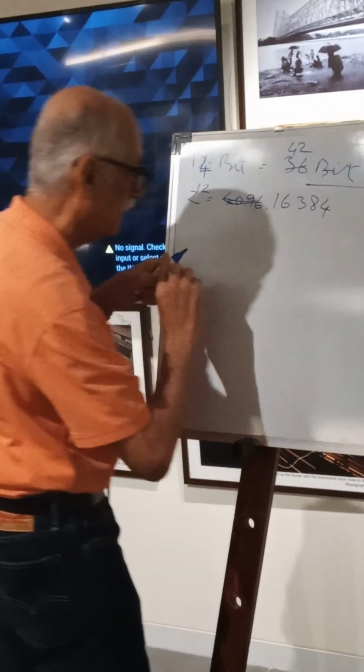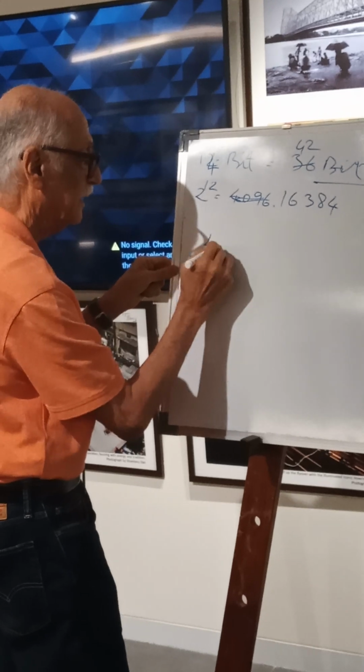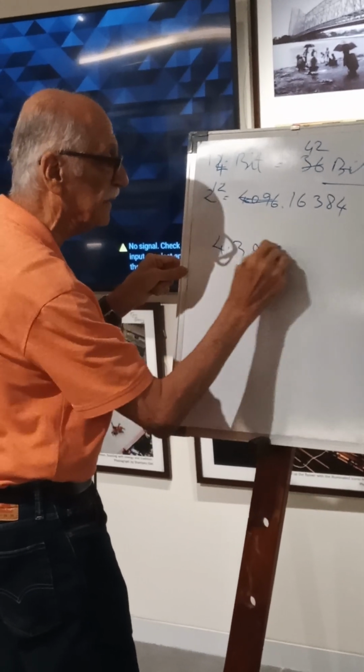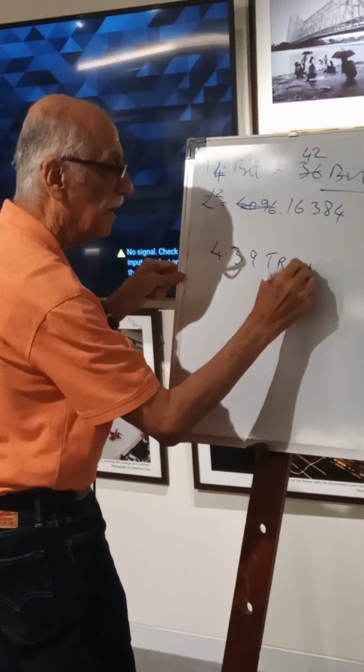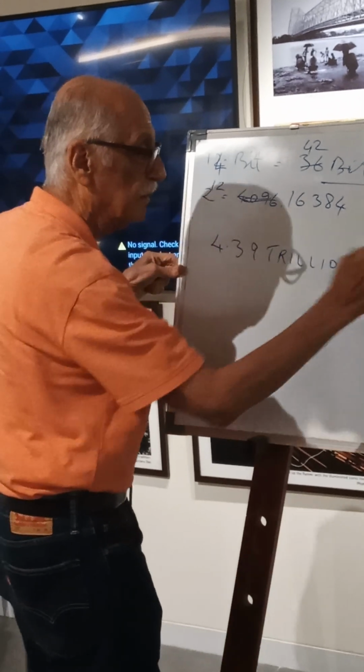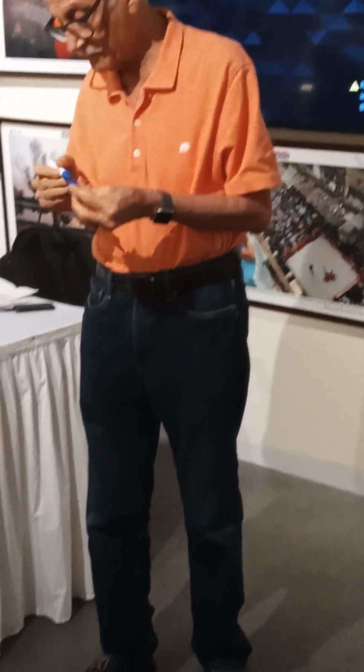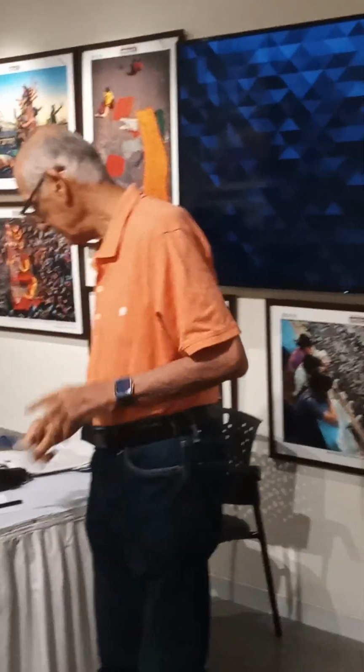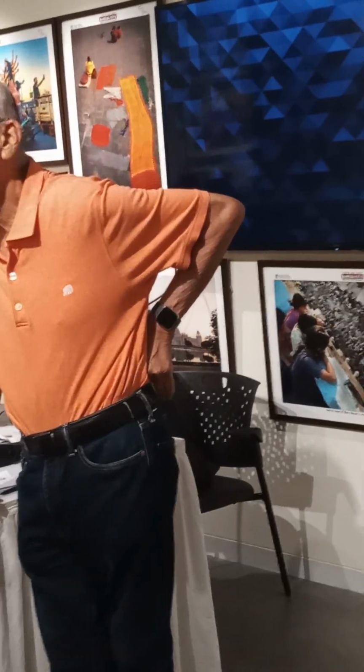How much? 4.39 trillion possible values. Tremendous. Now my next question is, how many colors can we see? Great question. How many colors can we see?